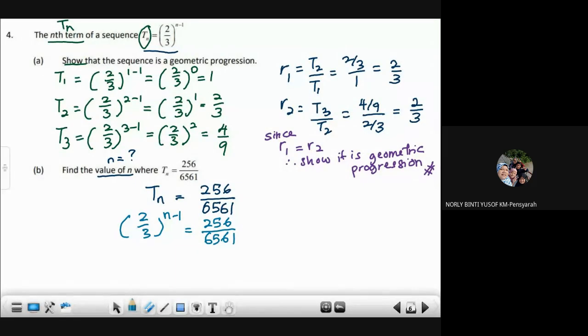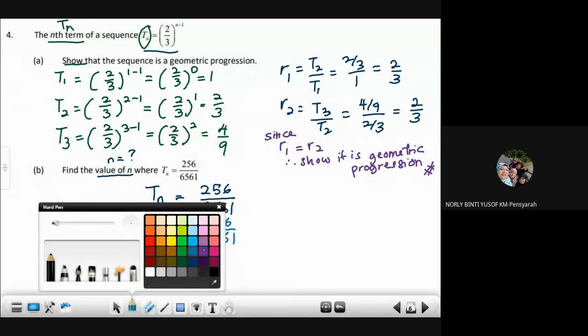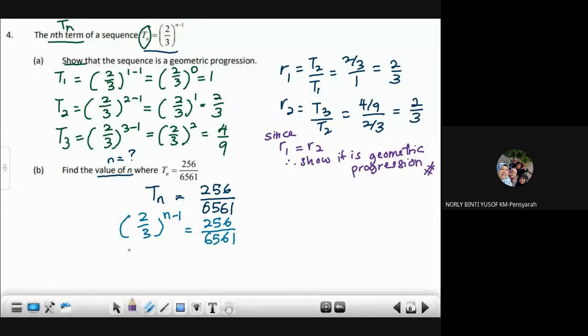Kalau you rasa you tak boleh nak tahu 256 ni 6,561, boleh turun base 2/3, you log 10 both side. Okay, ada dua cara. Bila tunjuk cara yang pertama, you tekan calculator, 256 boleh turun base 2. 2 kuasa 8. You carilah 2 kuasa, akan dapat 2 kuasa 8.